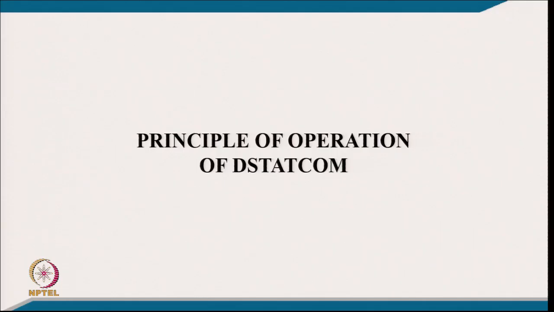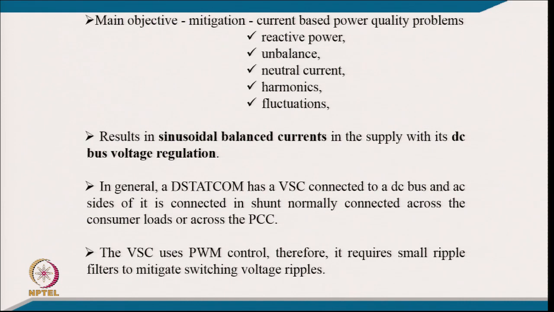Well, as we go to the principle of operation of D-STATCOM, the main objective is the mitigation of current based power quality problems by compensating the reactive power, unbalanced current and neutral current, and harmonics as required, and of course, fluctuations. So, after putting in a compensator with proper control, it should result in sinusoidal balanced current in the supply, with DC bus voltage regulation. DC bus voltage regulation for all these STATCOM configurations is a mandatory requirement, otherwise the STATCOM PWM will not function properly.